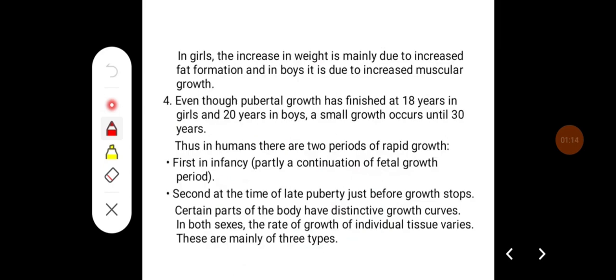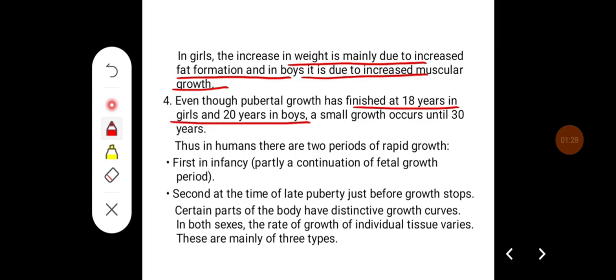In girls, the increase in weight is mainly due to increased fat formation, and in boys, it is due to increased muscular growth. In the fourth phase, even though pubertal growth has finished at 18 years in girls and 20 years in boys, a small growth occurs until the age of 30 years.